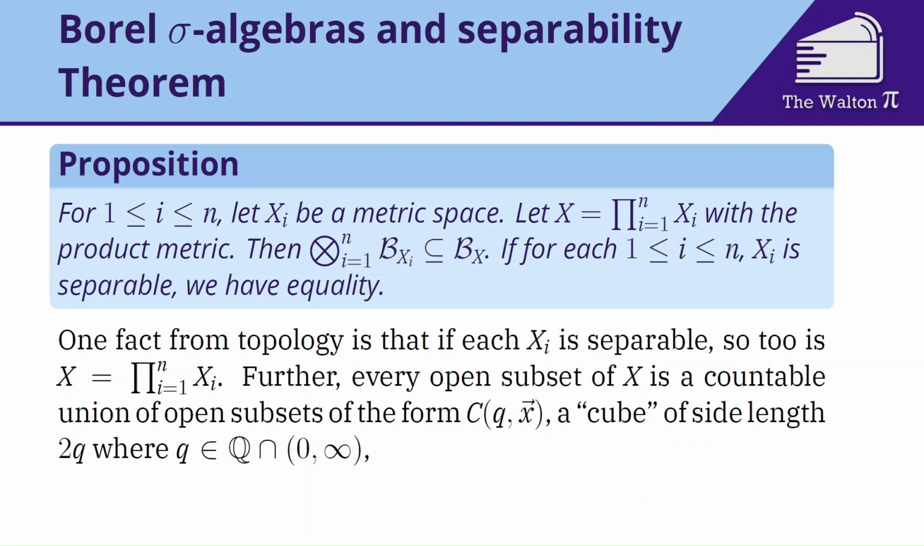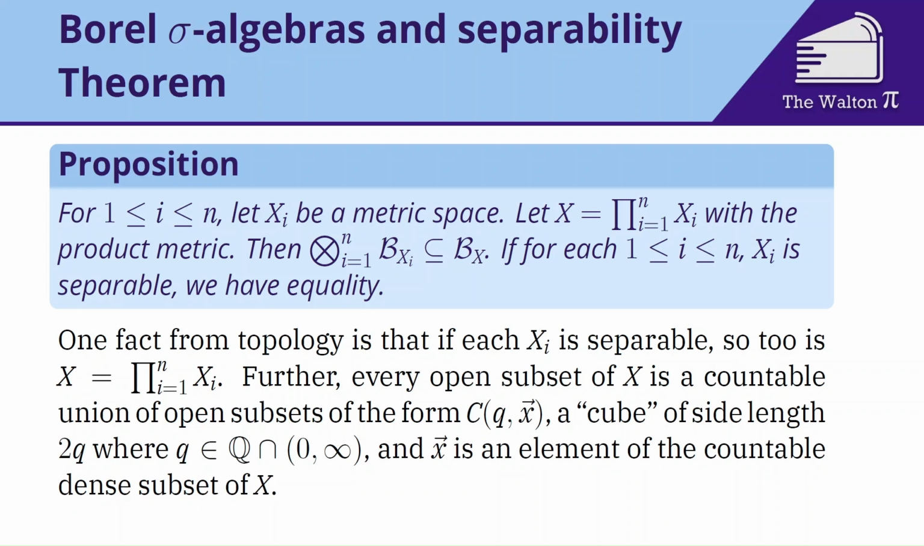So further, every open subset of X, we can write as a countable union of open subsets of the form C(q, x), or a cube of side length 2q, so q is a length and the side length is 2q, and then x is just going to be the center, where q is going to be a positive rational number, and x is just an element of the countable dense subset of X. So we're saying, okay, go to the countable dense subset of X, go to one of those points, and draw a little cube around it where it's 2q in each direction. So that way we are guaranteed to hit every single point.